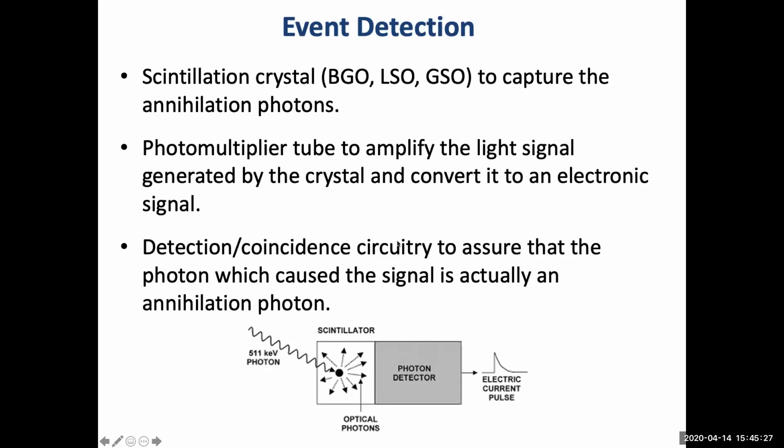Detection or coincidence circuitry assures that the photon which caused the signal is actually an annihilation photon. In addition to that, similar to SPECT, we have the coincidence circuitry here to make sure that this photon detected by the crystal had another one simultaneously detected. If the two photons are detected simultaneously, this photon will be accepted and registered. Otherwise, if no other photon is detected simultaneously or within the timing window, this photon will be rejected. This is the role of the coincidence circuitry connected to the PM tube.